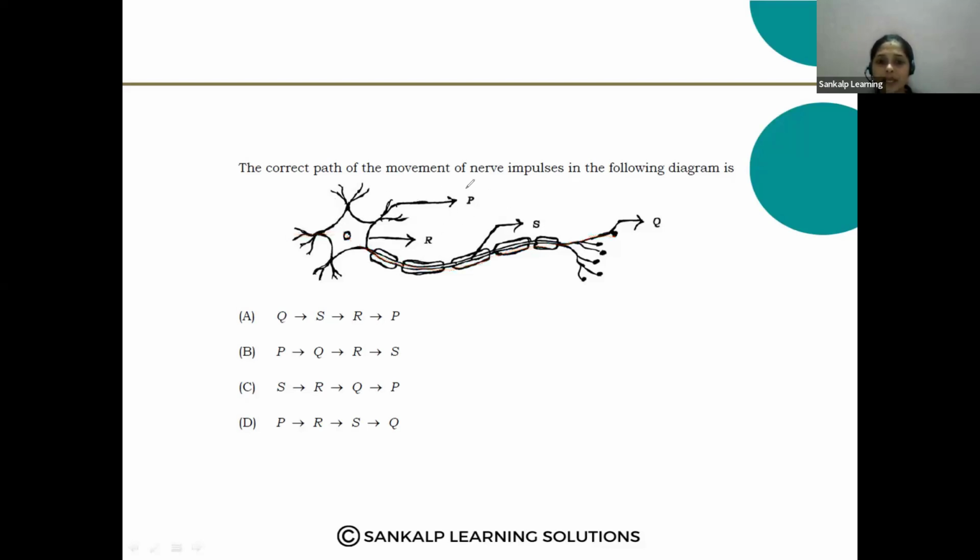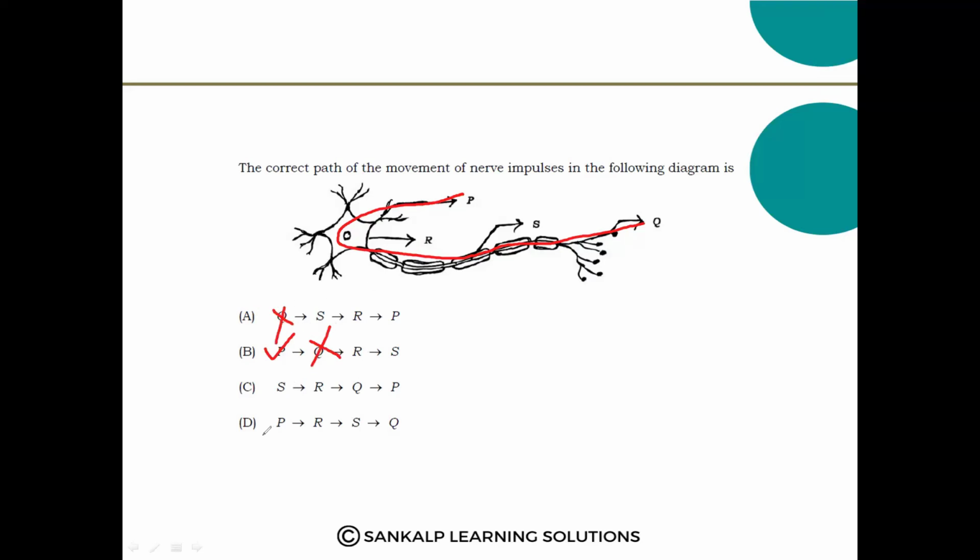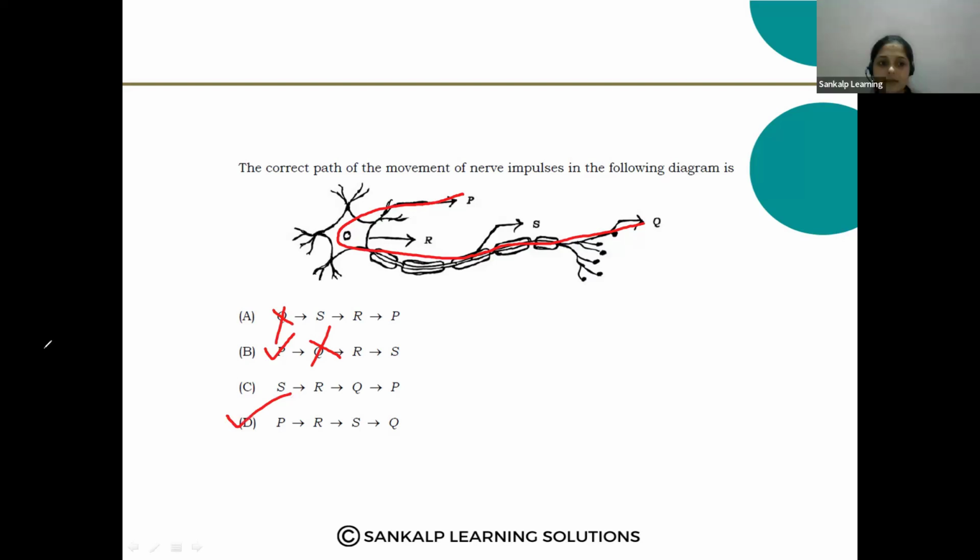Okay, so here P is the dendrite, R is the cell body, S is the axon, and Q is the nerve endings. So what is the correct pathway? In this pathway they are transferring. So here P, then R. Here R is not there, so this is not the correct one. Ma'am, D is the correct one. Yes, D is the correct answer. Very good.